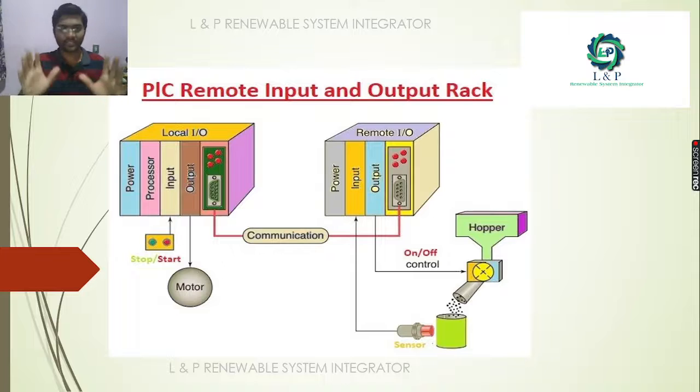See here, the only difference is that the main controller will have a processor and the remote IO module will not have any processor. But power supply is essential for the input and output modules to work.